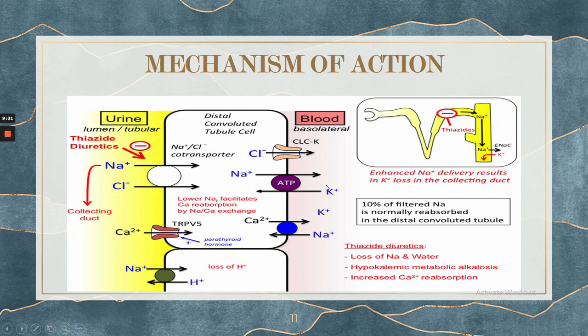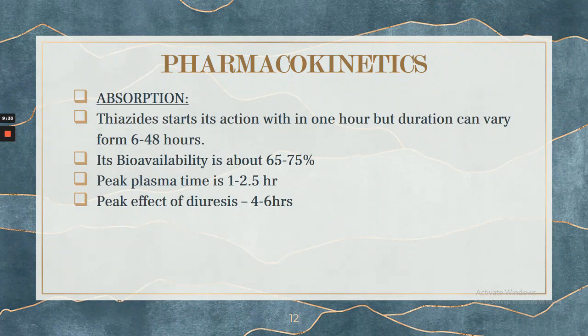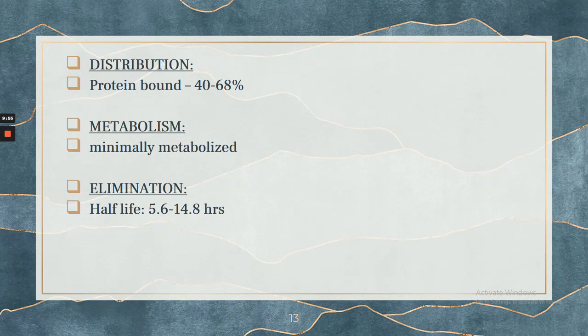Moving forward, we will go to the pharmacokinetics of the drug. Absorption: the thiazide starts its action within 1 hour, but that can take about 6 to 48 hours. The bioavailability is about 65 to 75%. Peak plasma time is 1 to 2.5 hours, and peak effect of diuresis is 4 to 6 hours. Moving to distribution, the protein bound is about 40 to 68%. Metabolism: it is minimally metabolized, and for elimination, the half-life is about 5.6 to 14.8 hours.